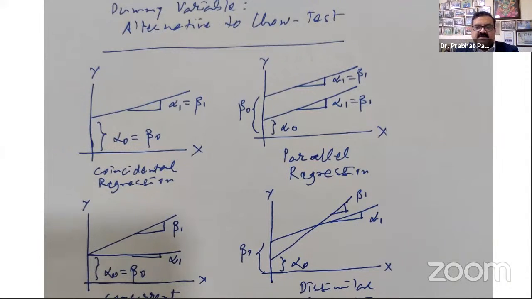This means that the slopes of the two periods are the same, and the intercepts of the two periods are also the same. That means there has been absolutely no change whatsoever before the event and after the event. So if you are checking the data and you find this happening, this means there is no difference in the behavior of the variable before and after. So it's called the coincidental regression.